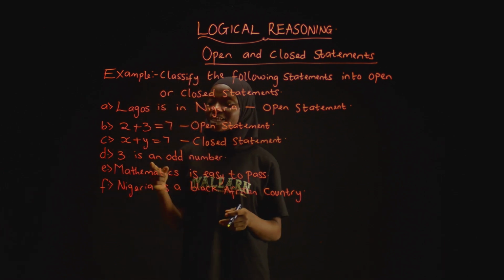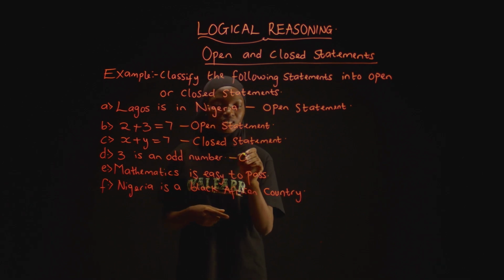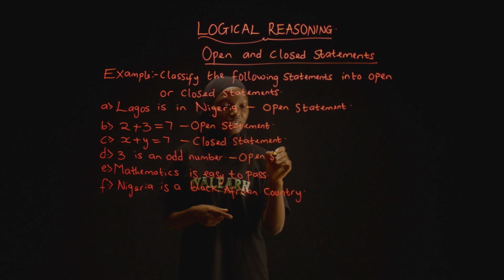D says 3 is an odd number. Yes, it is true. 3 is an odd number. That means it's an open statement, since we can determine that it is true.